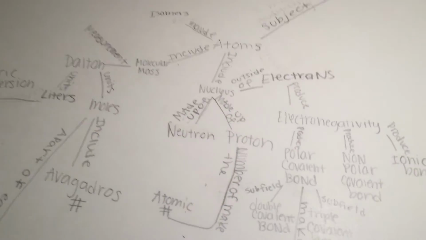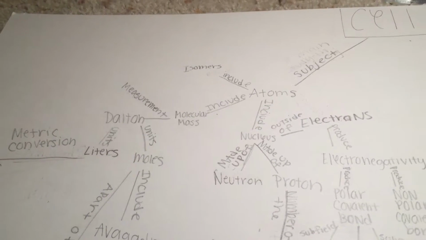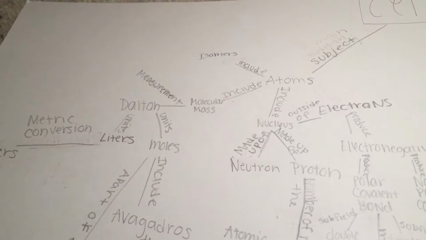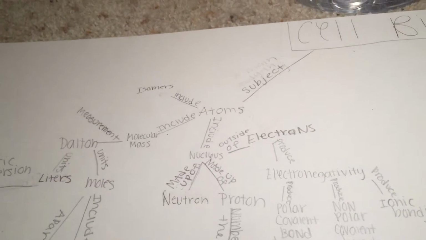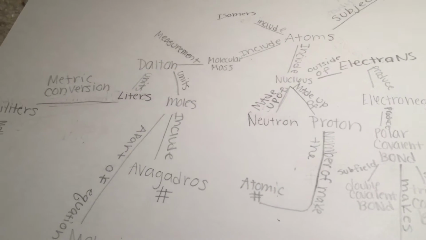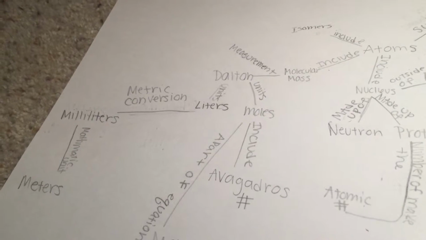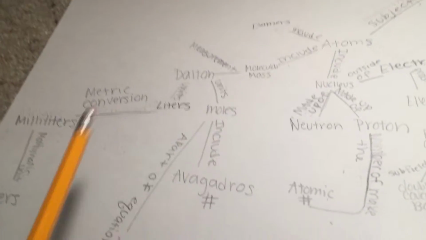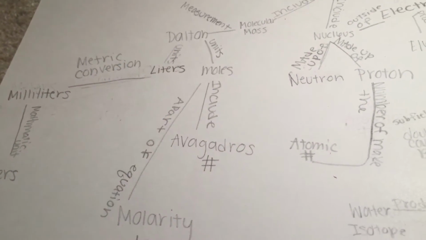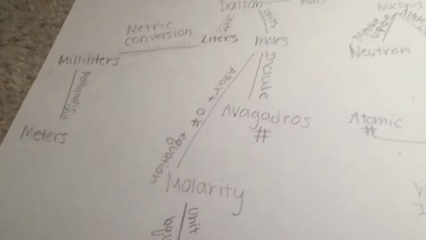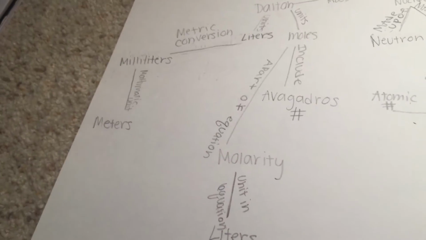Coming to the side, I did the subject atoms. The atoms I divided into 3 different things, one being isomers, the other molecular mass, and the last one being nucleus. Starting with the molecular mass, I did the measurement of Dalton because it helps the molecular mass. And then due to Dalton's formula, I know liters being volume and moles are a part of the formula, so I put those as units in there. And then from liters, I went to milliliters because it's a metric conversion. And then from milliliters, I went to meters just because it's a mathematic unit.